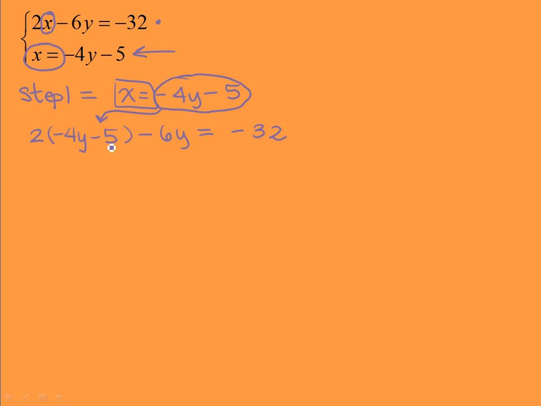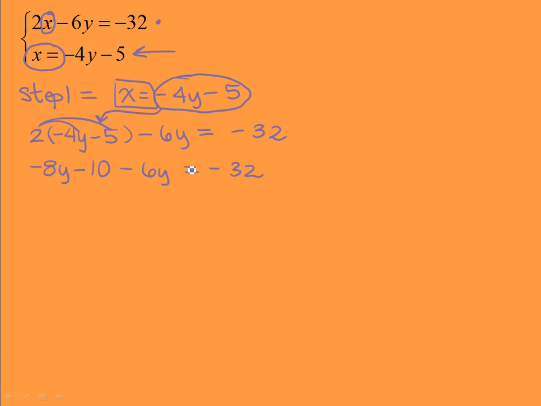Okay? So the next step now is just to solve for y. You see that the only variable in here is y, and that's what you want. If you don't have that, then you're doing it wrong. So I'm going to distribute first. So we have negative 8y minus 10. I'm going to carry down this negative 6y and then carry down the equal and the negative 32.